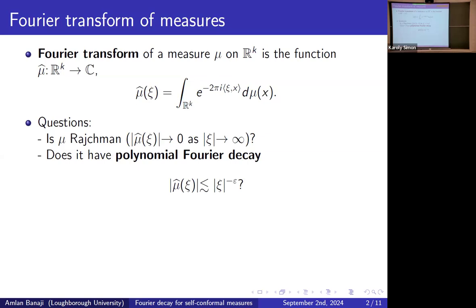And this is, qualitatively speaking, in some sense, the fastest decay that you can hope for. Of course, you can ask about quantifying the power epsilon, but if you don't worry about that, then this is the fastest kind of Fourier decay that you can hope for.